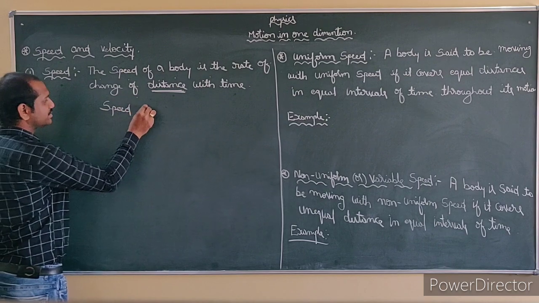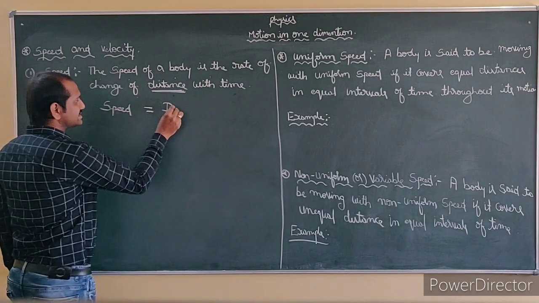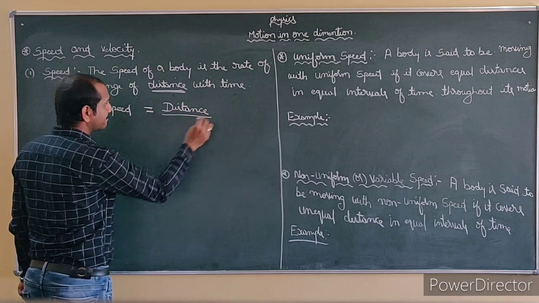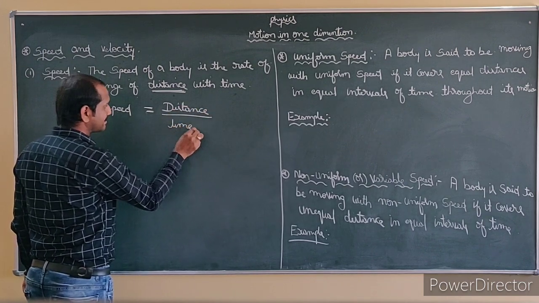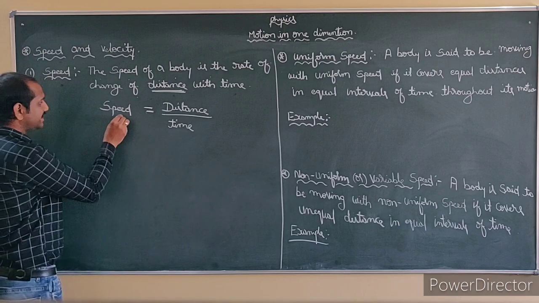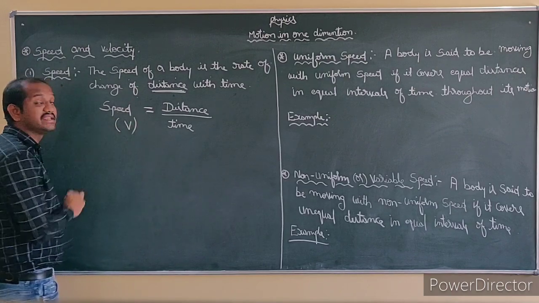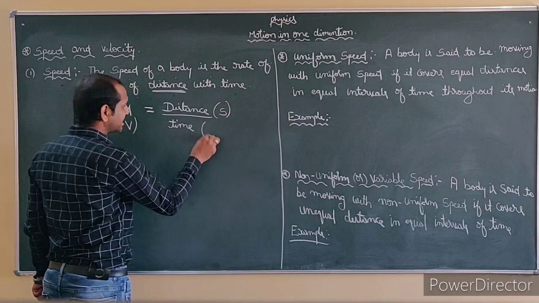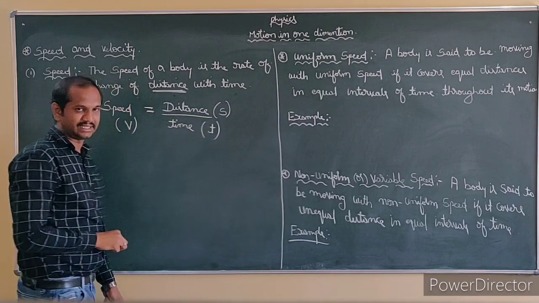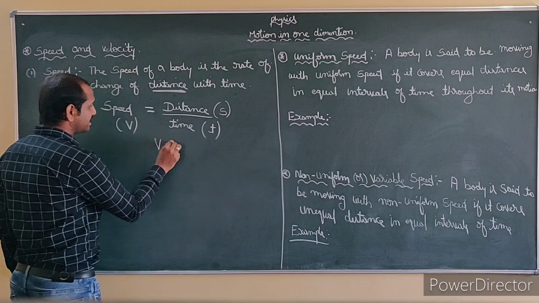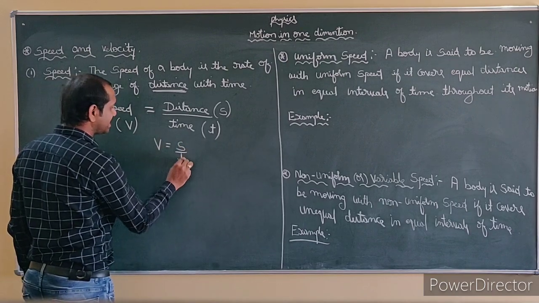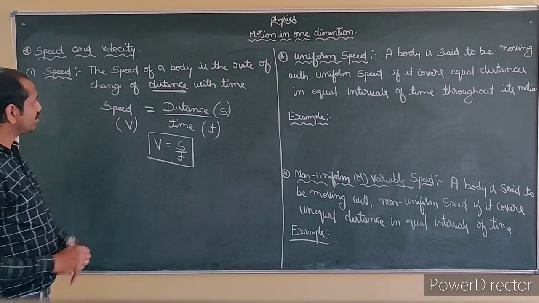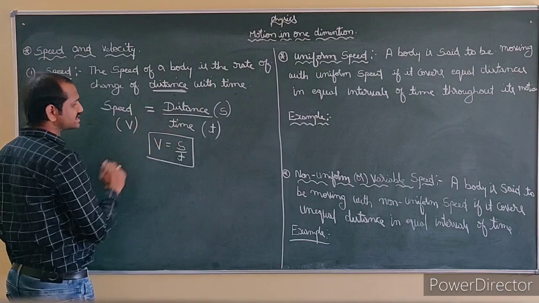Mathematically, speed is nothing but distance by time. Distance by time. And we know that speed is denoted with the letter V, distance is denoted with the letter S, and time is denoted with the letter T. That we can tell that V is equals to S by T. And this is the formula to find speed, that is speed is equals to distance by time.